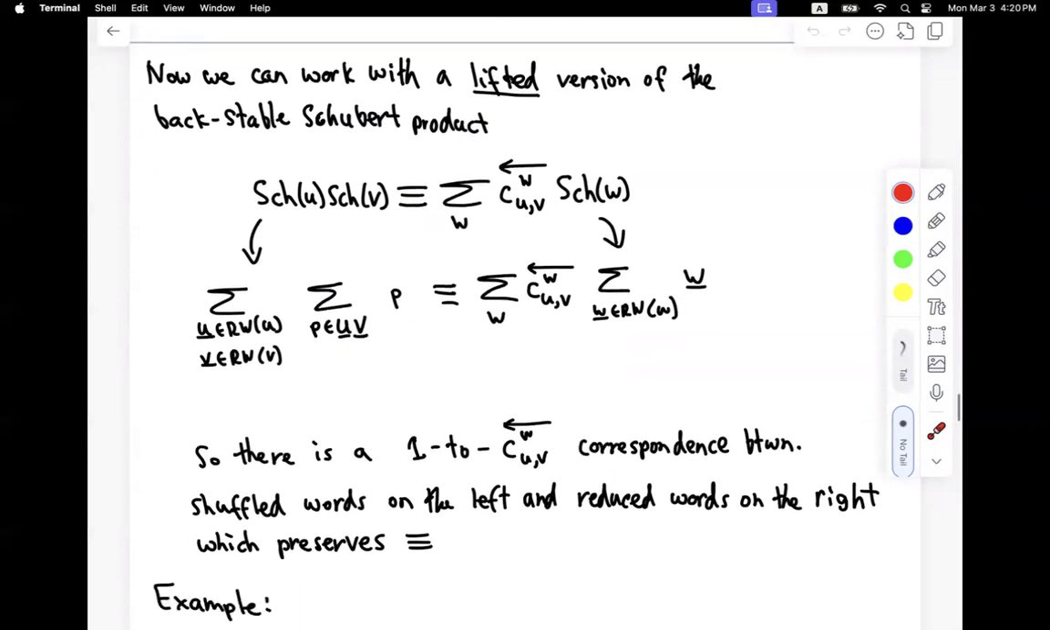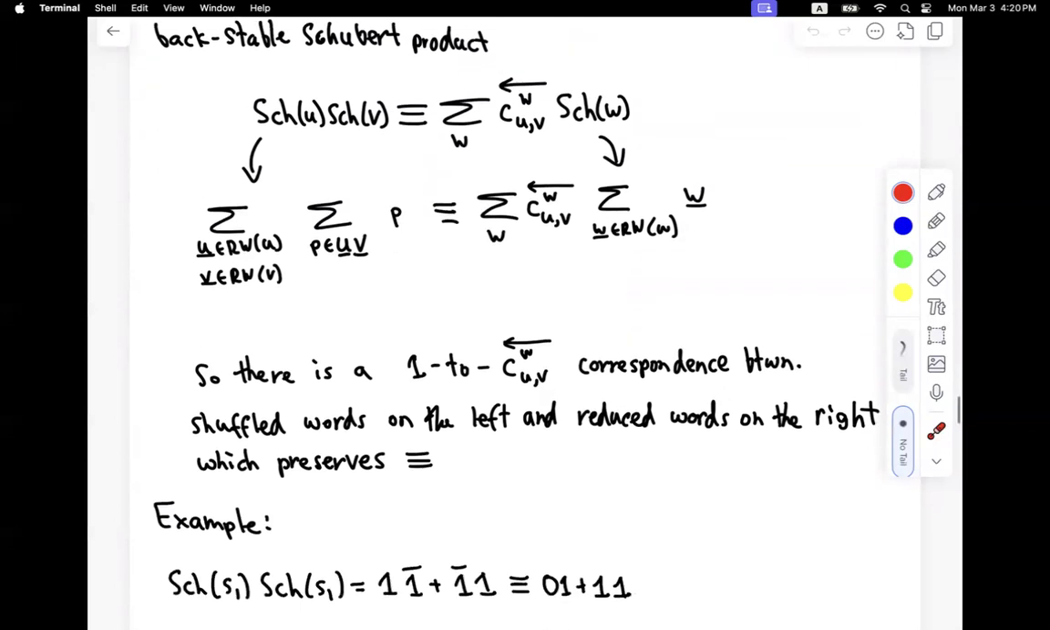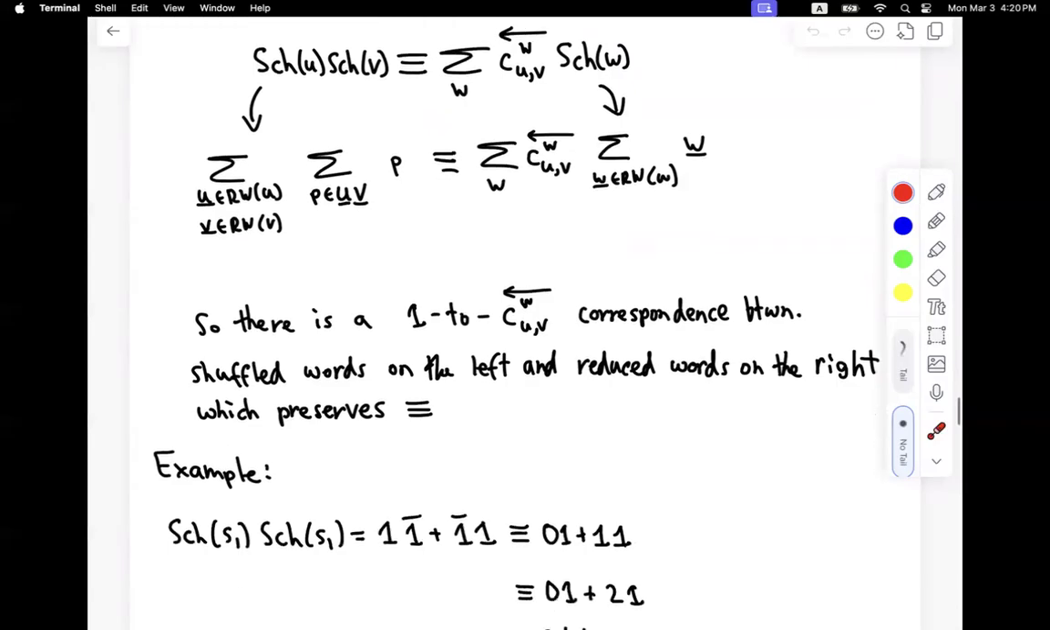So let's see an example, because I know this is getting a little technical. But so here's our example. We're doing the Schubert product of S1 and S1. And so we know what that is by Monk's rule.